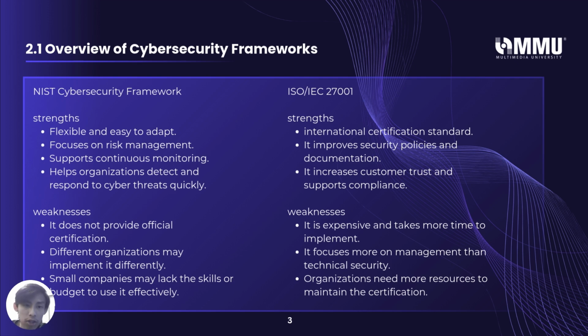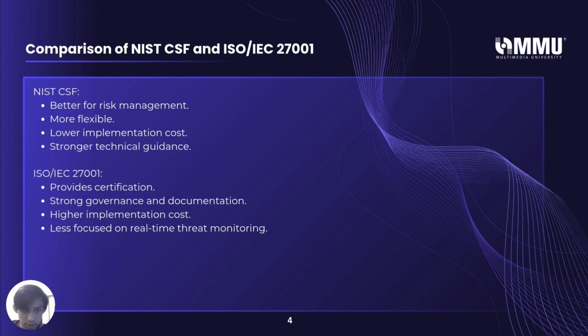For the ISO/IEC 27001 part, its strengths are that it has an international certification standard, and it improves security policy and documentation, and it also increases customer trust and supports compliance. But its weaknesses are that it is more expensive and takes more time to implement, and it focuses more on management than technical security, and the organization needs more resources to maintain the certification.